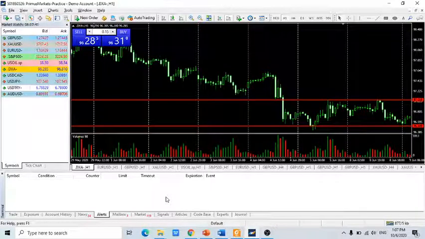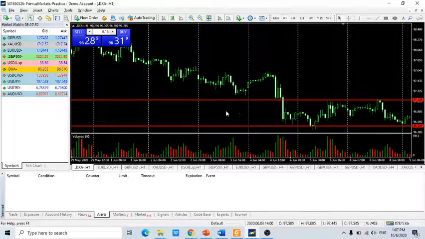Hi guys, welcome back to part 2 where we will be analyzing the price action and also understanding the latest sentiments regarding a few financial instruments. So as usual, we will be starting off with the US dollar index.